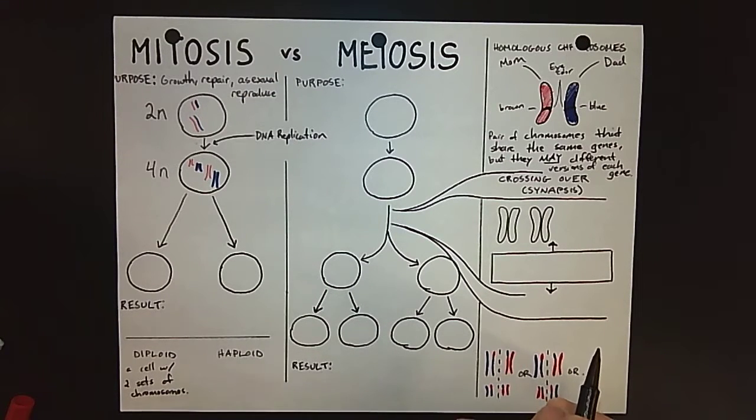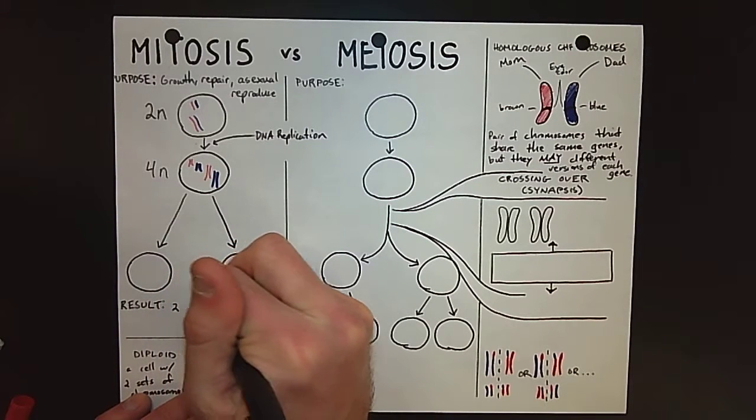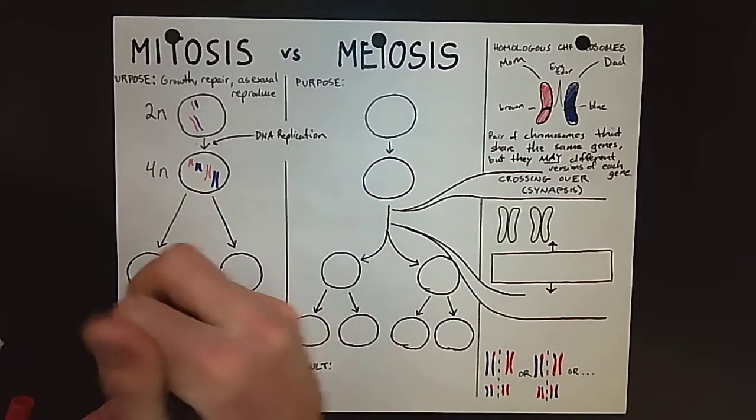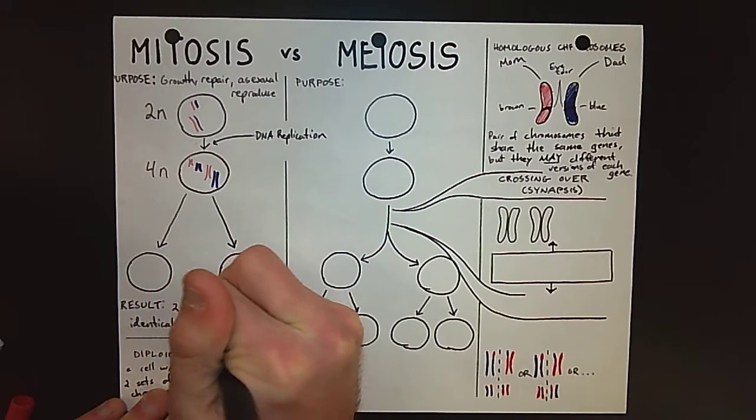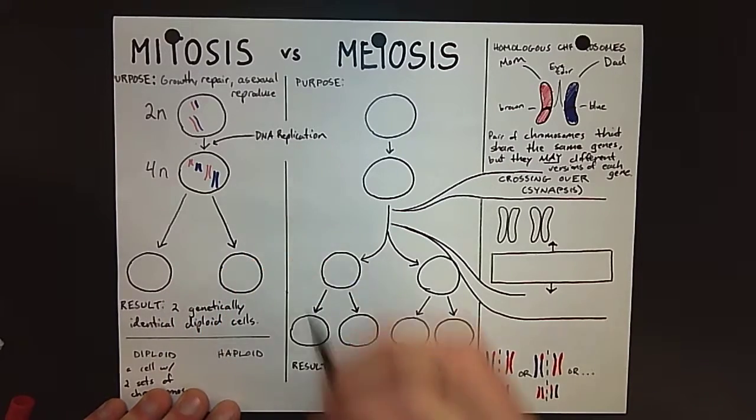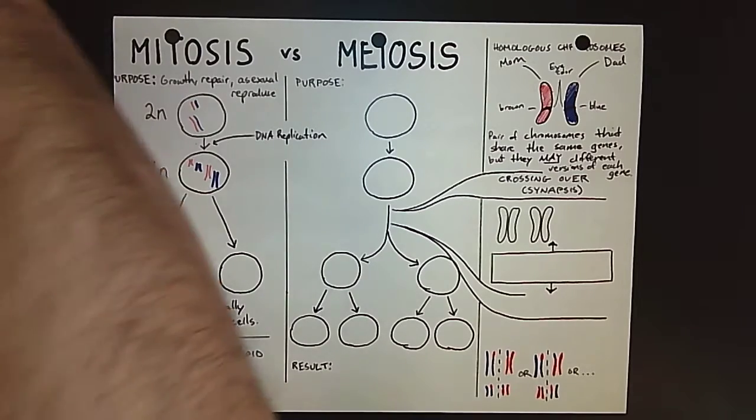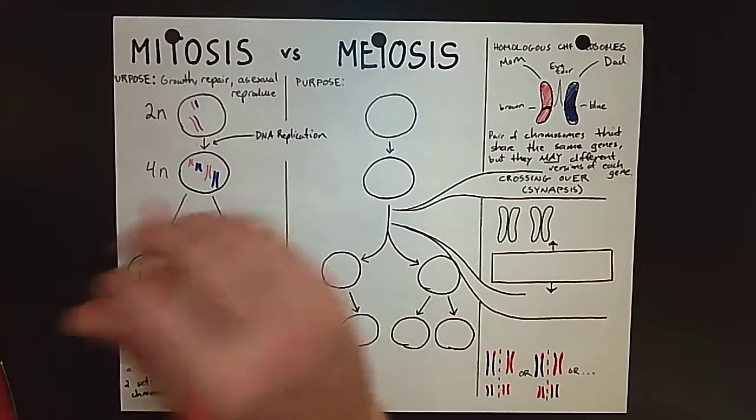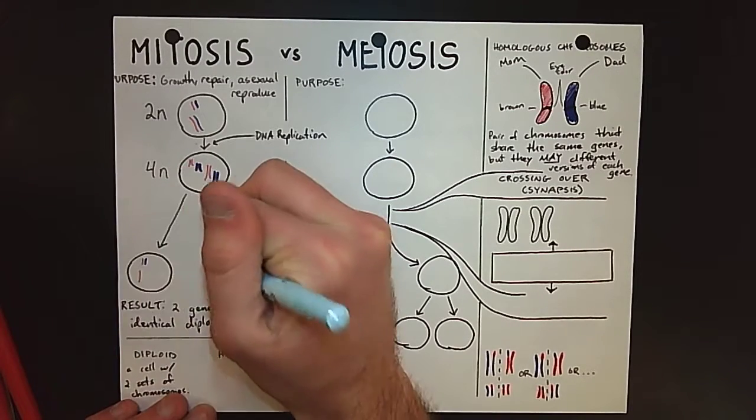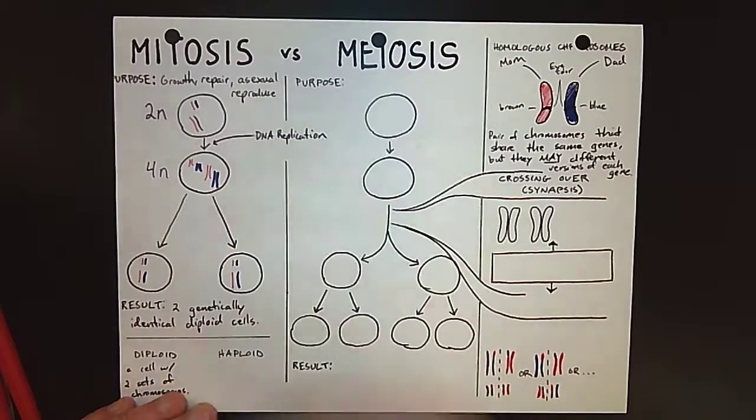All right, so in mitosis, our goal is to make, my result is going to be 2 genetically identical diploid cells. And we're able to accomplish that because we replicated the DNA, so when the cell splits, each cell gets its own copy of a chromosome. And my cells at the end look completely identical, and they're also completely identical to the beginning cell that we had as well. So that's mitosis.